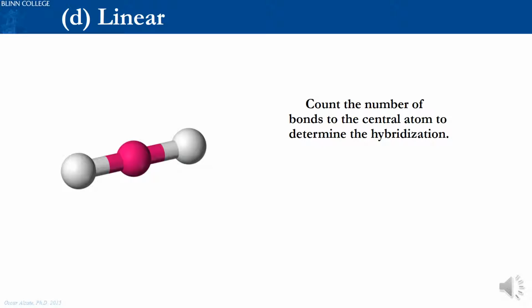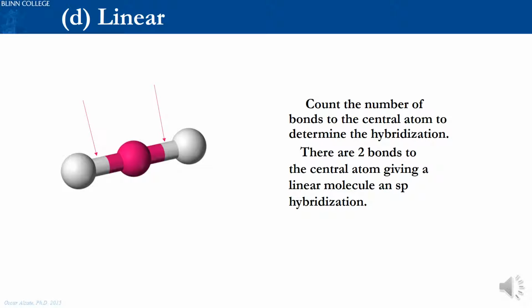For the linear molecule shape, you will count the number of bonds to the central atom, which is pink, and you will find that there are 2 atoms, giving it an sp hybridization.